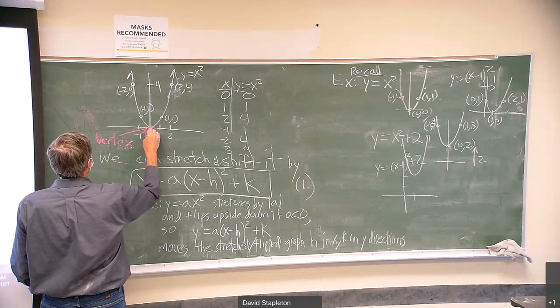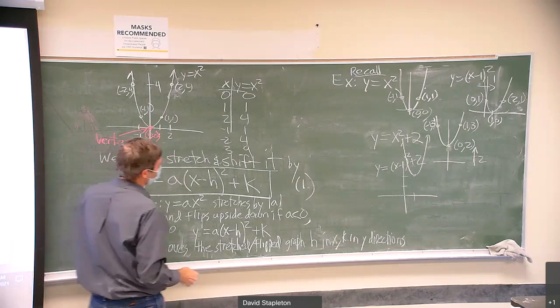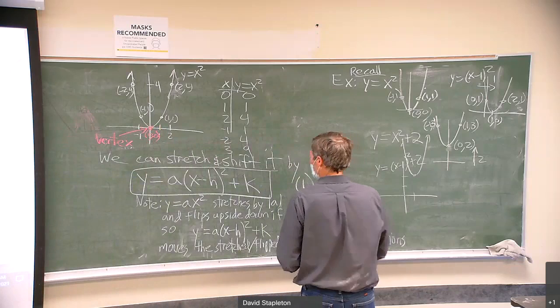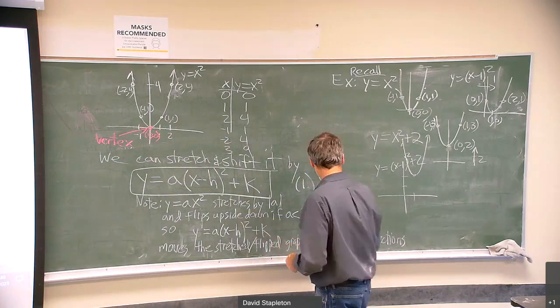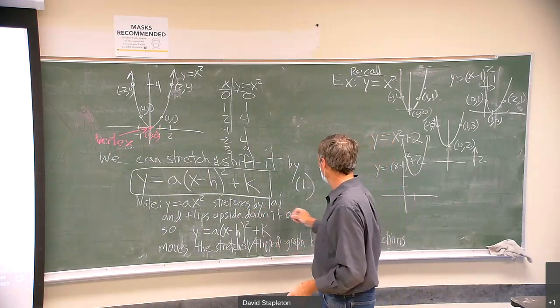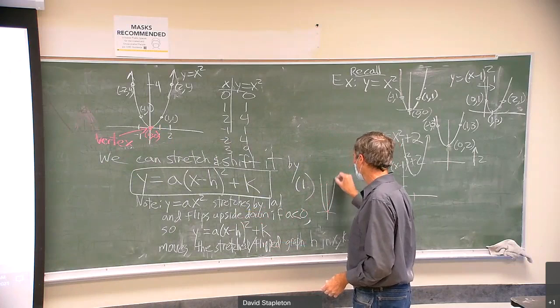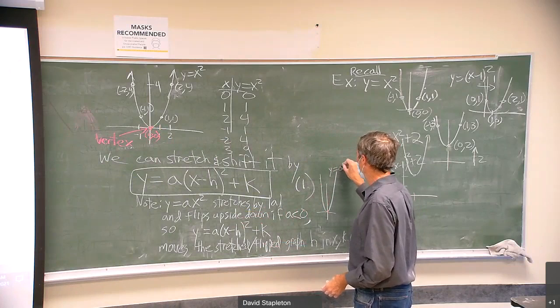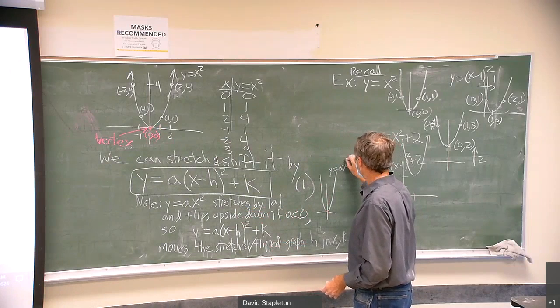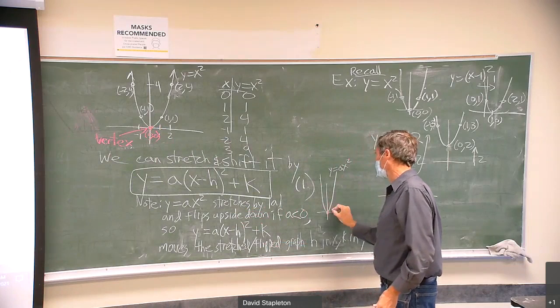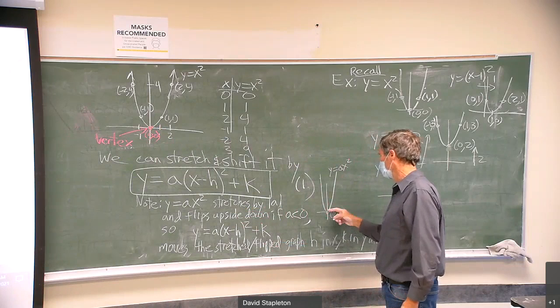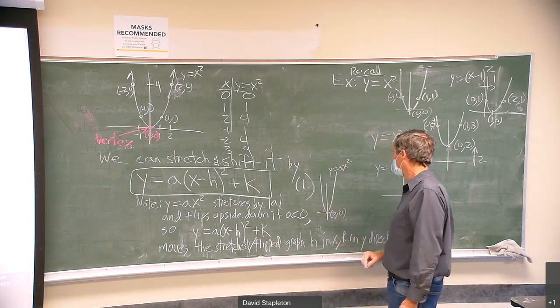And so for the baby parabola, it's at 0, 0. But where is it in the other parabolas? Since this one just does a stretch, it's just going to make it a times as tall and maybe flipped upside down. So here's y equals a x squared. It still has a vertex at 0, 0, right? Where it hits its bottom point there.